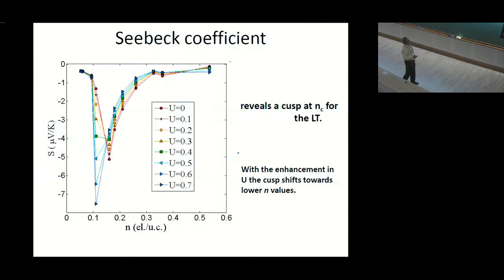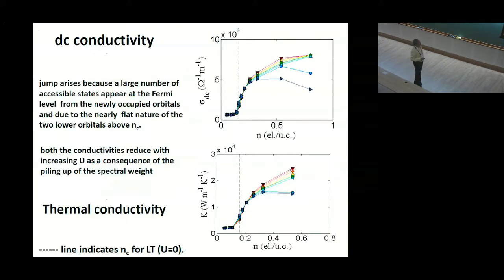The other advantage is that if you can somehow, by putting pressure or compressing by tensile strength, reduce the bandwidth, then the critical value will be transferred towards lower NCs. You don't have to go to such high gate voltages to produce the Lifshitz transition. So this is how DC conductivity behaves. There's a huge pileup of densities here, and that reflects in this.